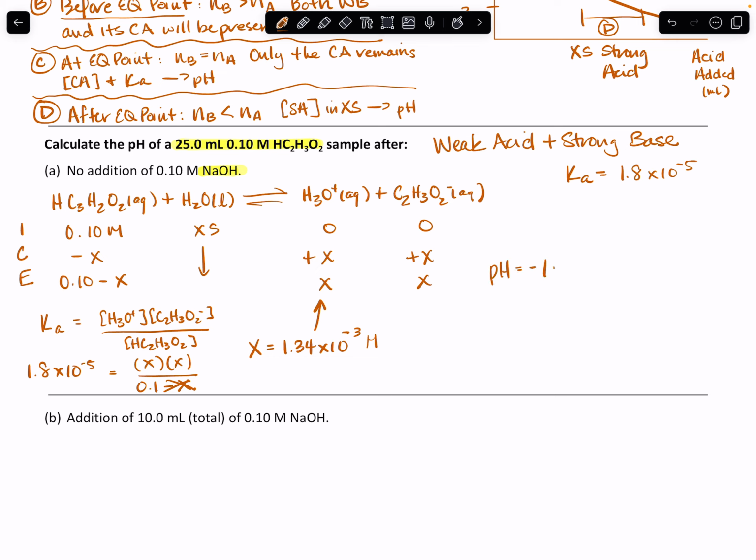Now I'm going to start to add some of my strong base. I'm going to add 10 milliliters of 0.1 molar NaOH. Now I like to work in moles once I start adding stuff in. You can do your dilution calculations and have molarity, but for me, it's a little bit extra work, and visually, it's easier to compare moles to moles. So that's how I like to do it.